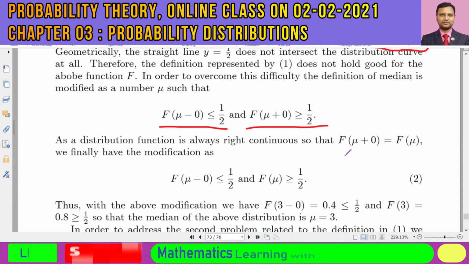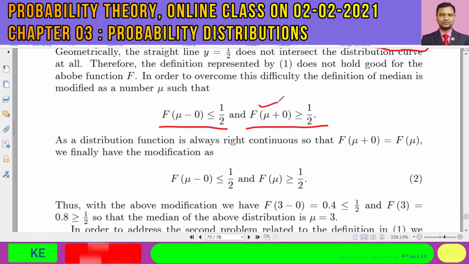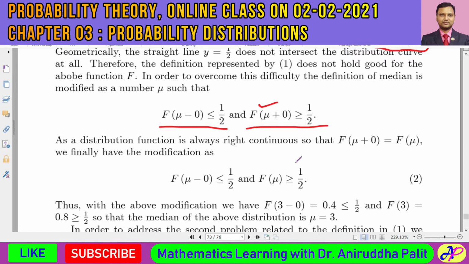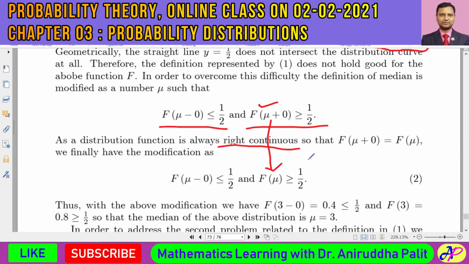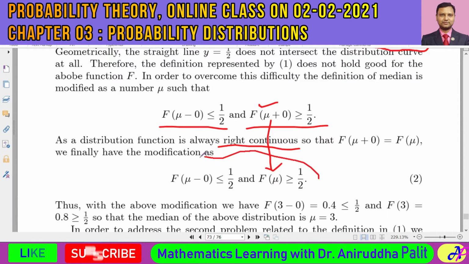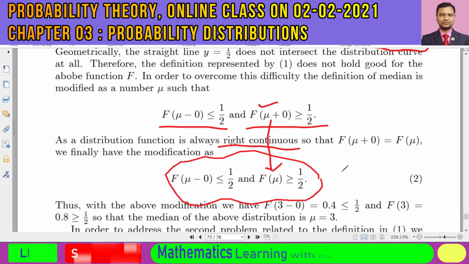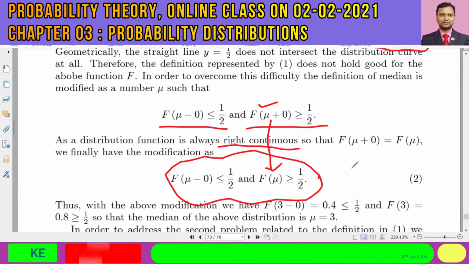And because the function F is a distribution function, we know that a distribution function is always right continuous. Therefore this right limit F of mu plus 0 should be equal to F of mu, and that's why this new relation is taken as the modified definition of the median.